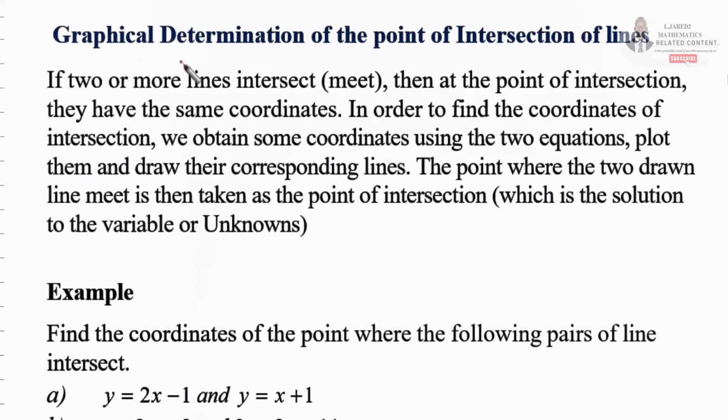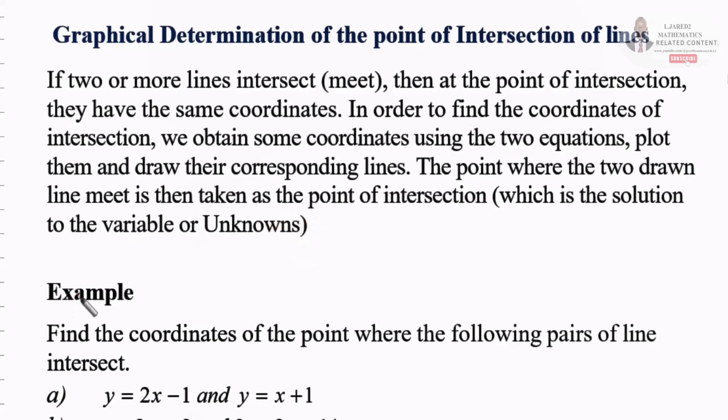So we say that for us to solve simultaneous equations graphically, this is what you have to know. If two or more lines intersect or meet, then at the point of intersection, they have the same coordinates. It's important to note that in order to find the coordinates of the intersection point, we obtain some coordinates using the two equations, plot them and draw their corresponding lines. The point where the two drawn lines meet is then taken as the point of intersection, and it's the same as the solution of the variables in those equations.